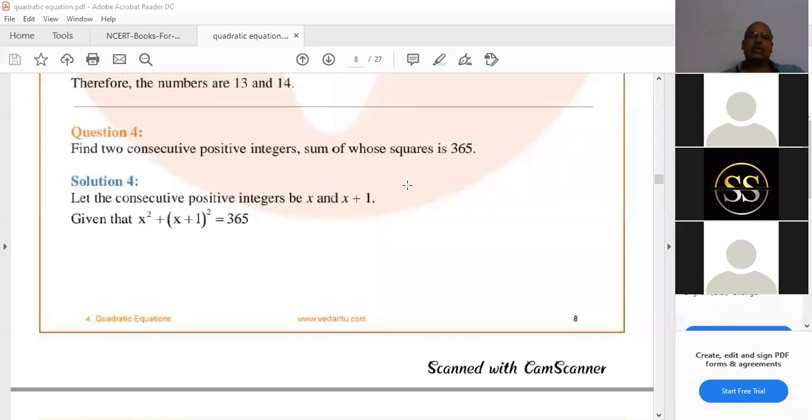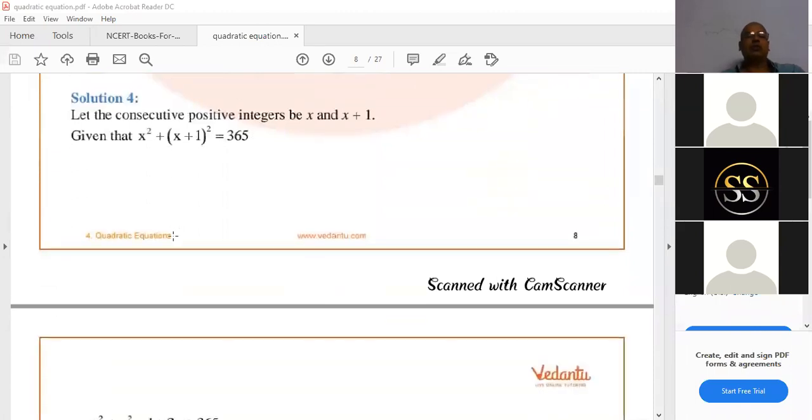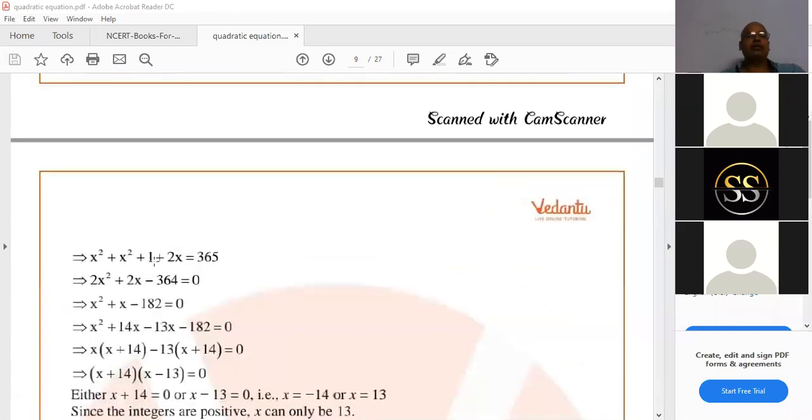So let one positive integer be x. The other consecutive integer is x plus 1. Sum of whose squares means x square plus (x plus 1) whole square is equal to 365. Using the expansion of (a plus b) whole square, x square plus 1 plus 2x equals 365. X square plus x square means 2x square plus 2x plus 1, and transpose 365 to the LHS. Plus 365 transposed becomes minus 365. 1 minus 365 means minus 364.